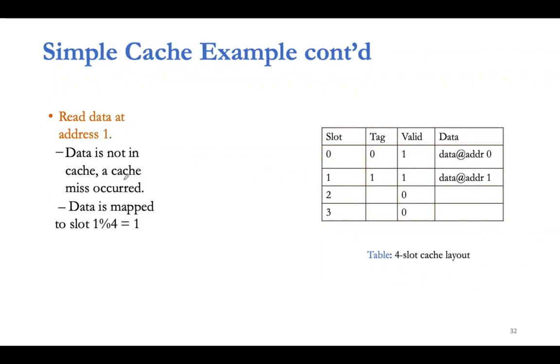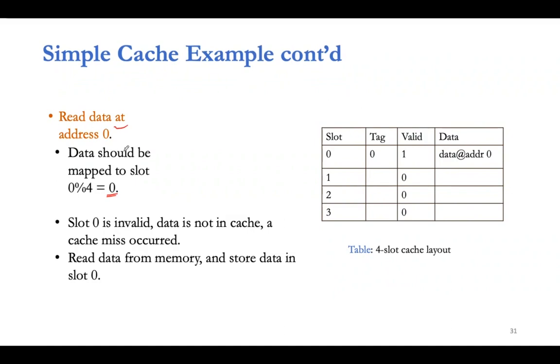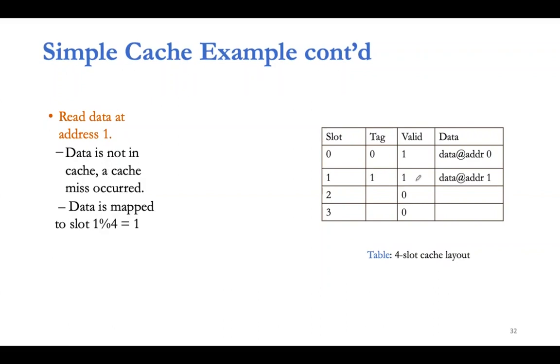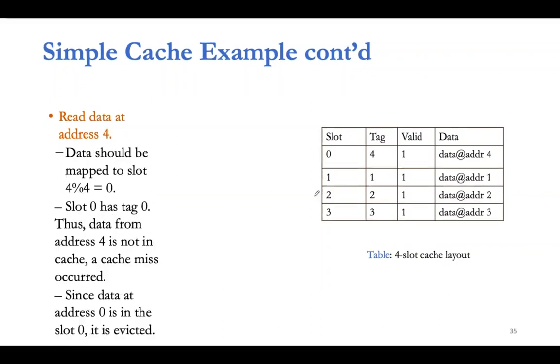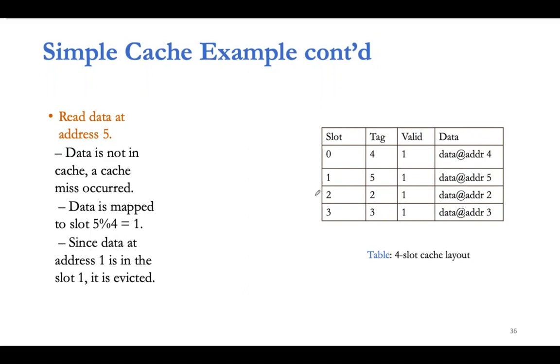Similarly for read address 1, initially the valid bit is 0 here. That means the cache read of data at address 1 is invalid. So it will be fetched from your main memory and placed in its slot. And this process continued as we just explained previously. For your clear understanding, these slides are given. Please follow this one.